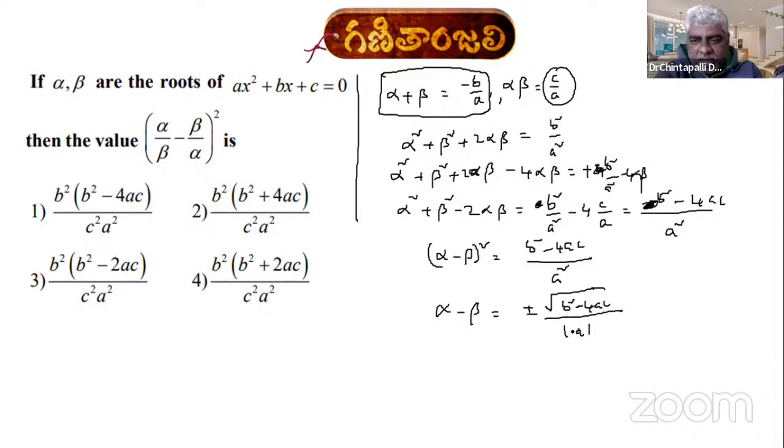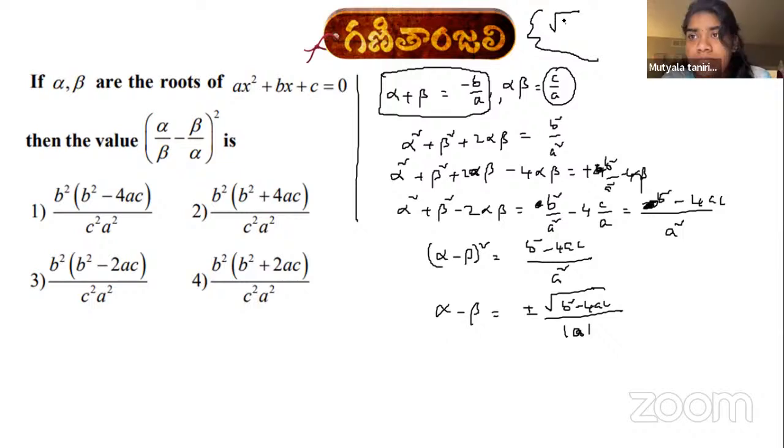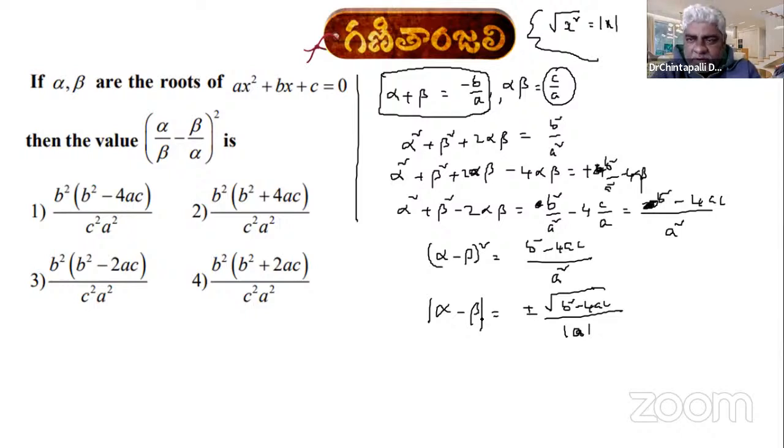It is customary to write mod whenever we take the square root of something squared. The square root of x square is equal to mod x. That's why the square root of a square is mod a. And we write alpha minus beta because sometimes alpha is the bigger number and beta the smaller, and sometimes beta is bigger and alpha is smaller.